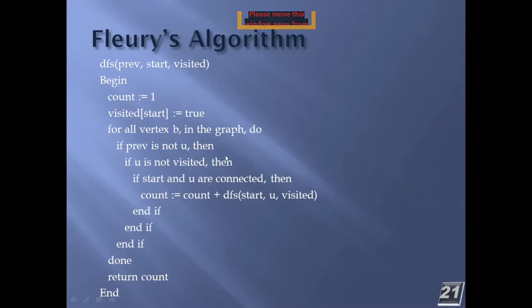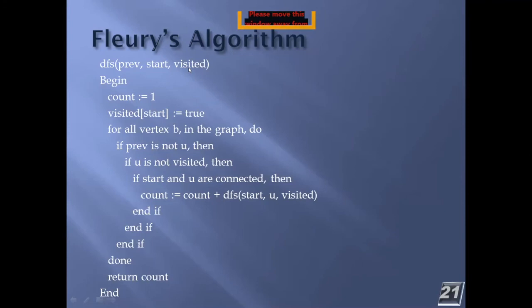Again, I call a DFS function to count the number of nodes. We all know that DFS is recursive in nature, and here the function has 3 parameters: previous, which means the parent node; start, which means the current node; and the last one is the visited array, which will mark the nodes which are already visited, so I will not visit them twice.